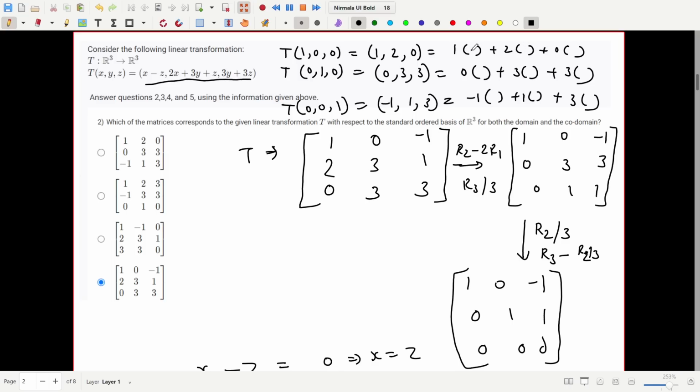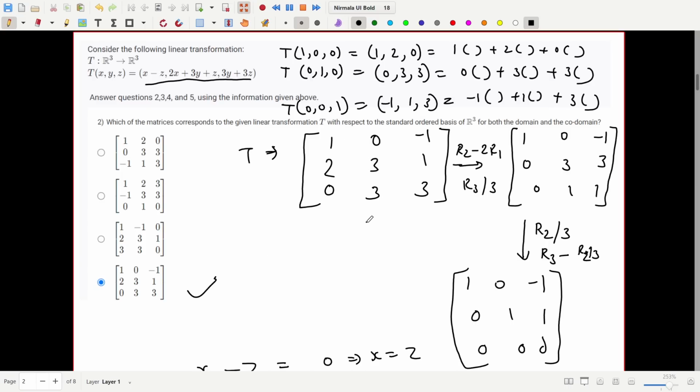You can understand it is the standard basis, so it can be multiplied by 1 plus 2 plus 0, and the next one is 0 3 3, and the next one is minus 1 1 3. The bracket is left out, but you can assume that the standard basis (1,0,0), (0,1,0) and (0,0,1) is there. So the matrix will be 1 2 0, 0 3 3 and minus 1 1 3. This matrix will be the transformation matrix. You can get it by this.